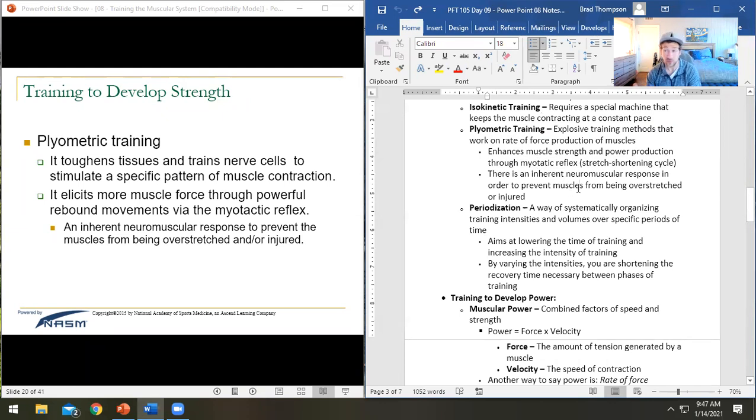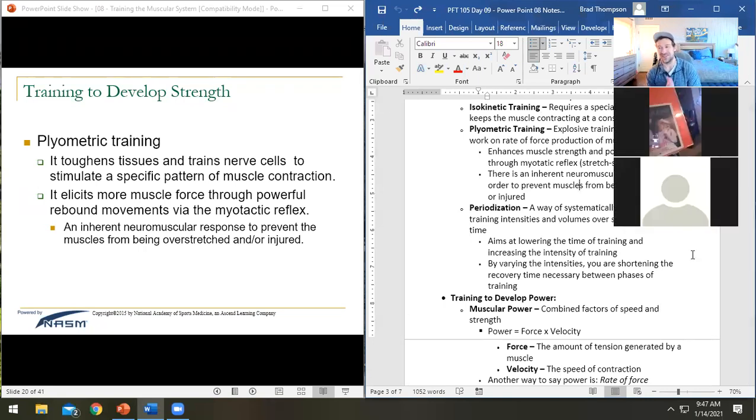So the myotactic stretch reflex is your nervous system being designed to protect your muscles. When you rapidly stretch a muscle, this protecting mechanism kicks in where your body goes, whoa, you just stretched out the rubber band really quickly. So then it contracts back in the opposite direction. We take advantage of that, and then we contract at the same time. That gives us explosiveness. If you do something like this, it creates a big stretch, and that creates a big explosion.